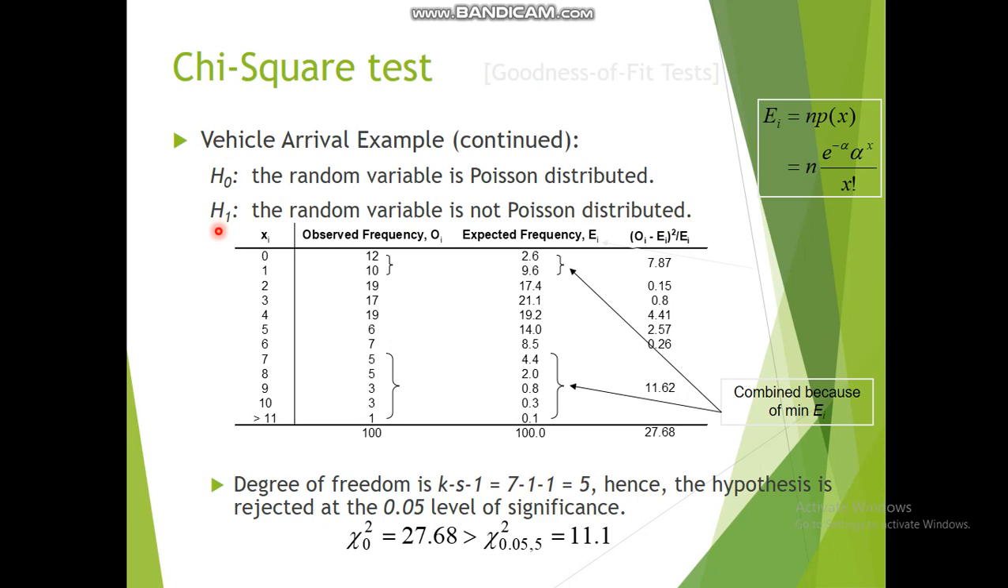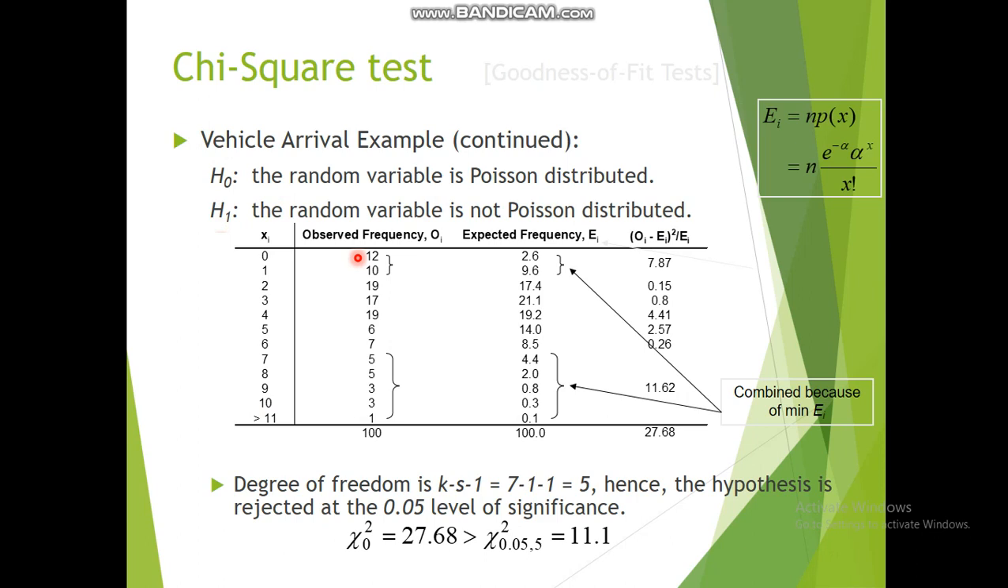Consider the number of variables xi. Here they have given xi values ranging from 0 to 11, though it may continue up to 100 also. Here n is equal to 12, so 12 data points are given. The observed frequency Oi is given for the corresponding xi value.